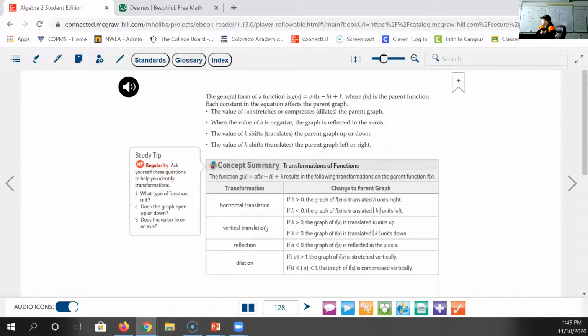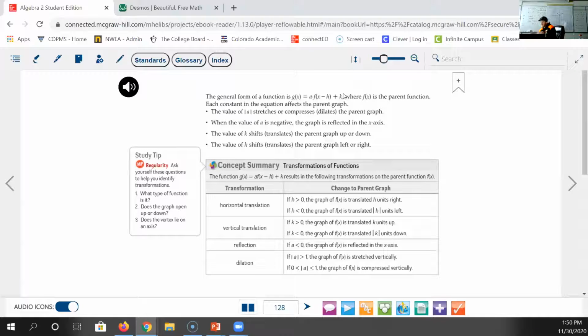Okay, the vertical translation, the value of k on the outside. That's why I say it sets up an inside-outside. If k is greater than 0, the graph is translated k units up. So it's like taking f of x is equal to x plus 2. It's the same slope, it's just shifted up. If the value of k is less than 0, the graph is translated k units down. So that would be like f of x is equal to x minus 2. So plus or minus on the outside here.